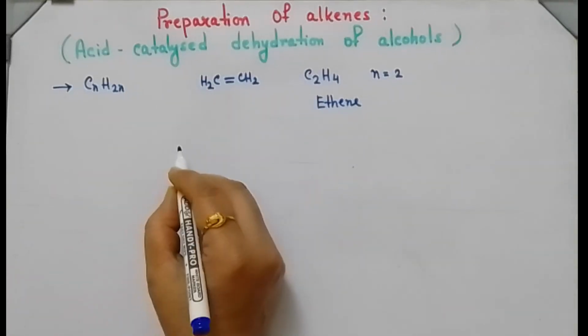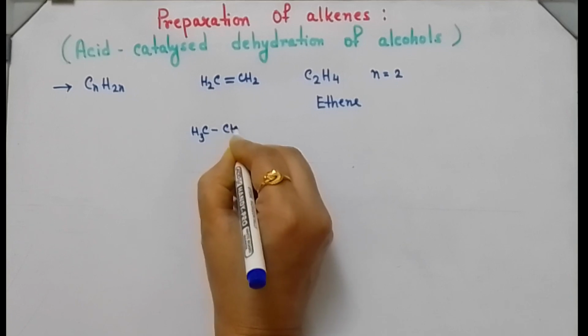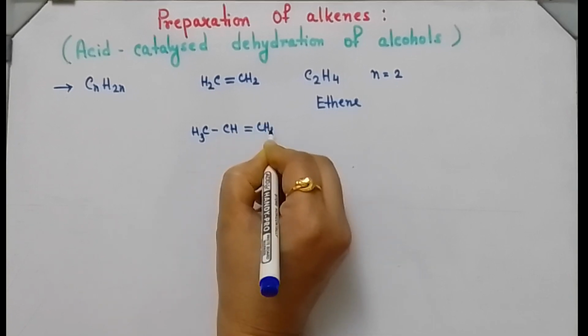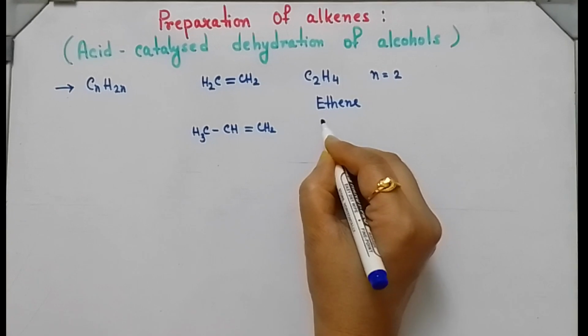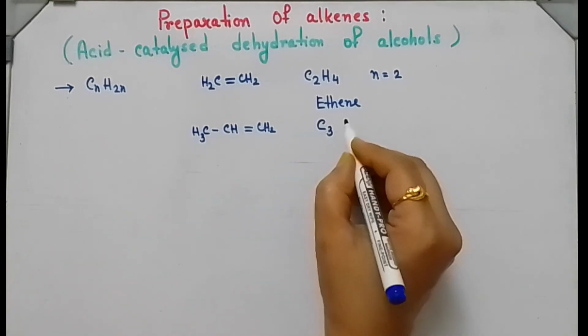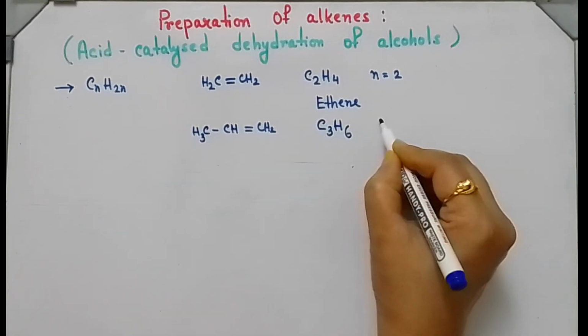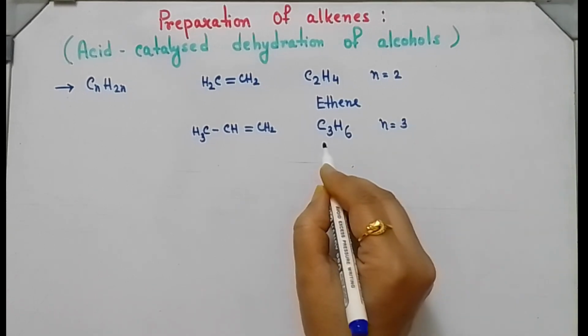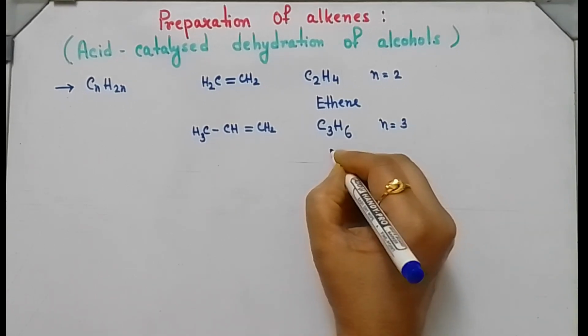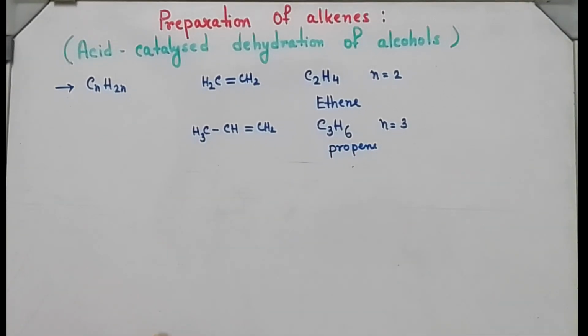Similarly, alkenes having 3 carbon atoms, for example CH3CH=CH2. Here the molecular formula: 3 carbon atoms, so C3, and H how many? 3, 4, 5, 6. So here n is equal to 3. C3H6. Its IUPAC name is propene. It is having 3 carbon atoms. Similarly butene etc. are there.